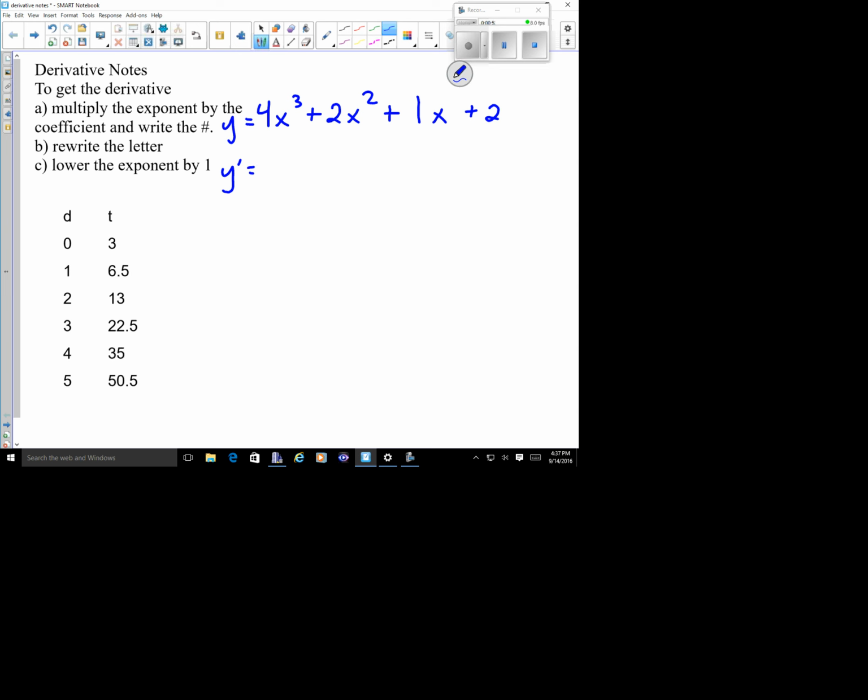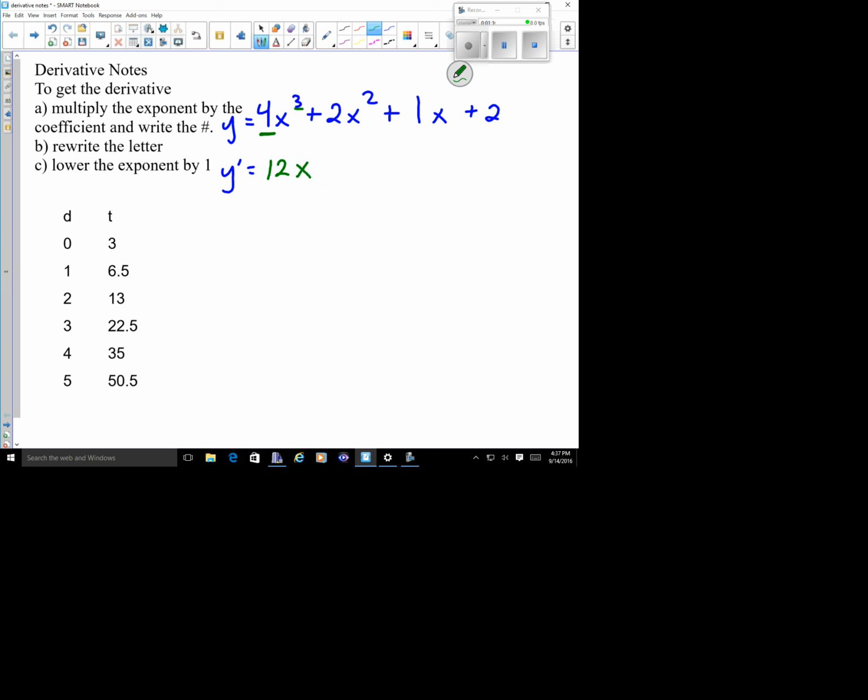So 3 times 4 is 12. In part B, it says to rewrite the letter, so I'm going to put down the x. And in part C, it says to lower the exponent by 1. Well, 3 minus 1 gives you 2. Okay? And then we just go to the next term and we do the same thing. And I should have made this in green as well.